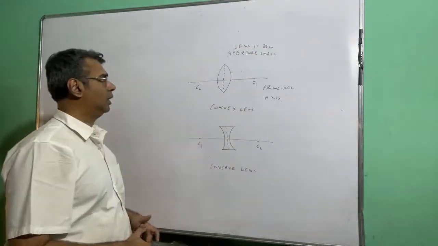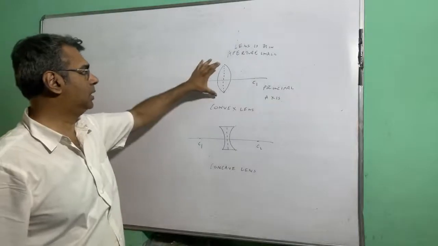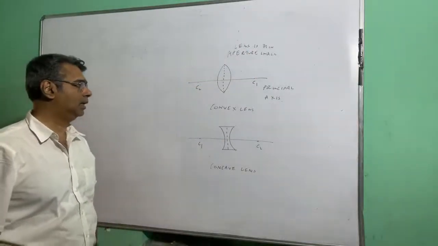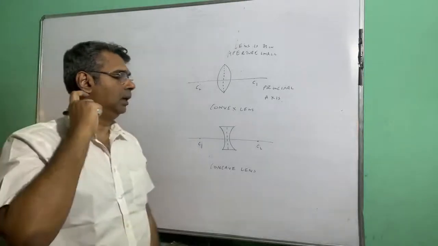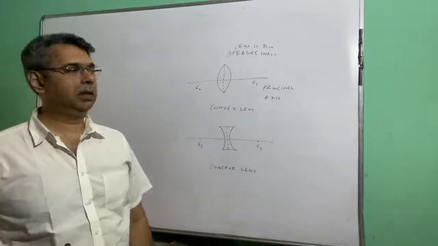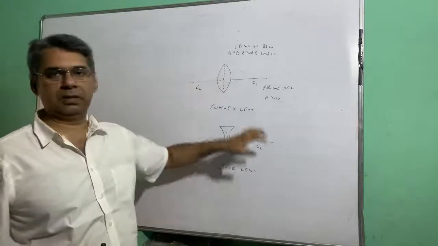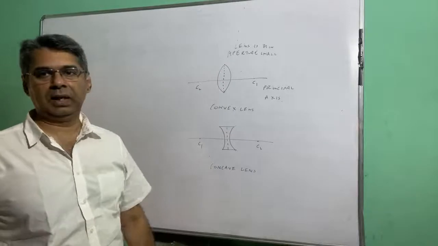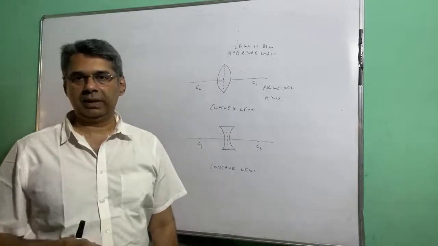So these are the two assumptions for any lens: aperture is small and lens is thin. If the aperture is small and lens is thin, then instead of considering refraction from both the surfaces, we will only consider refraction on this dotted line, and that is very convenient.